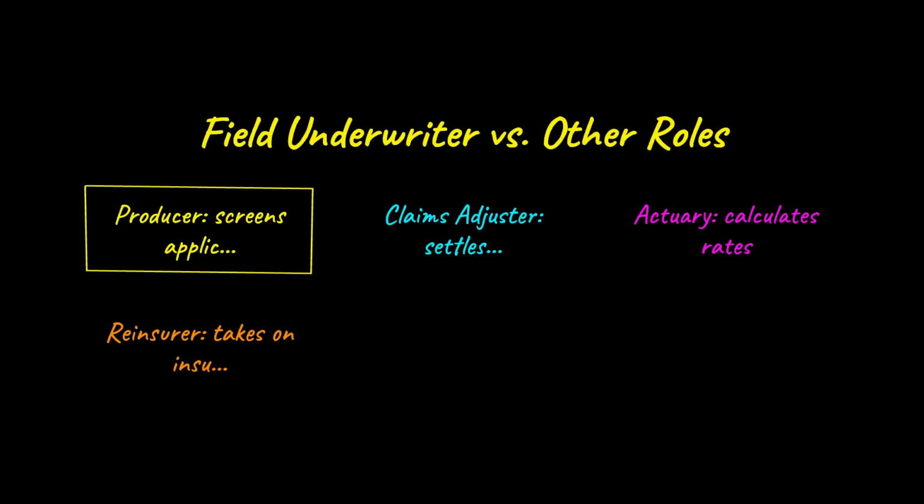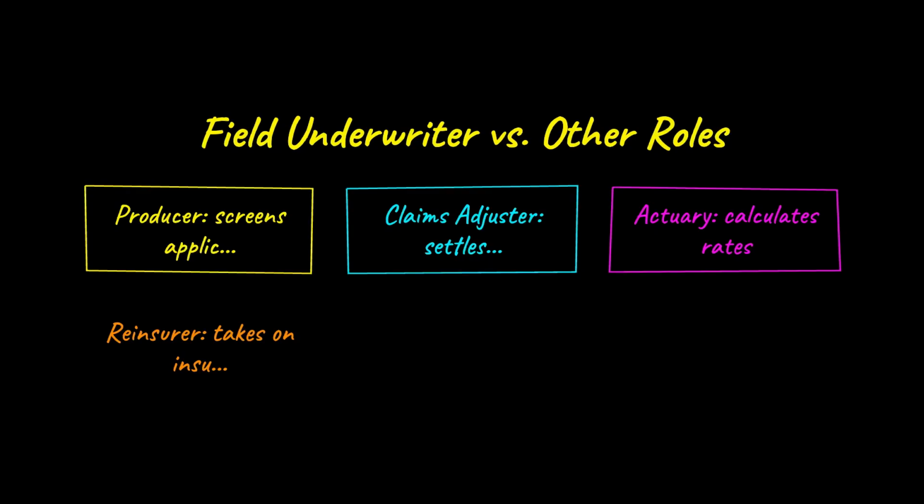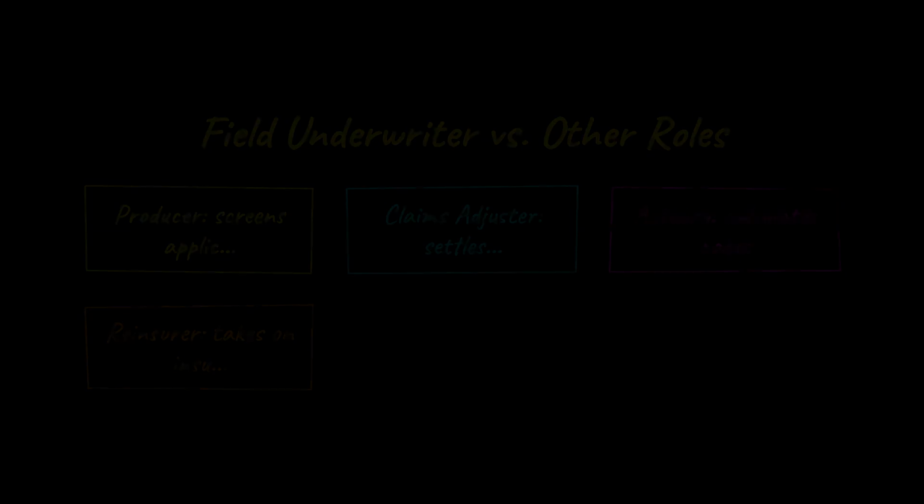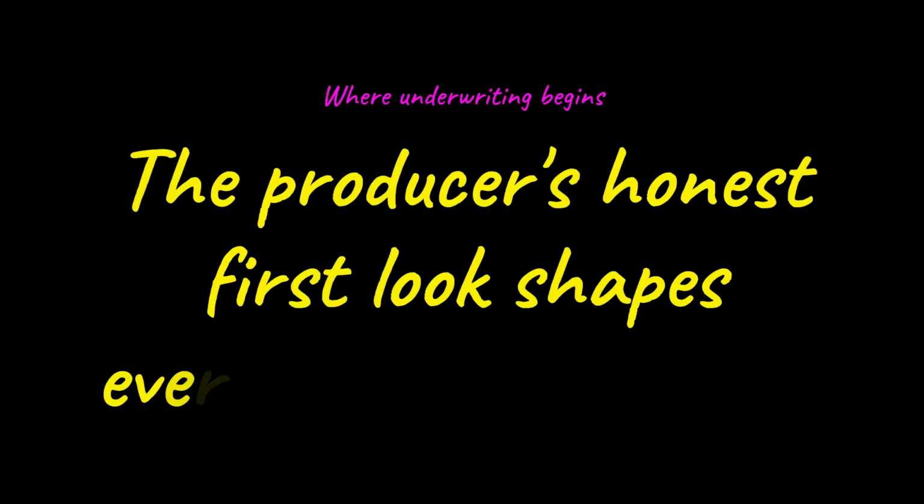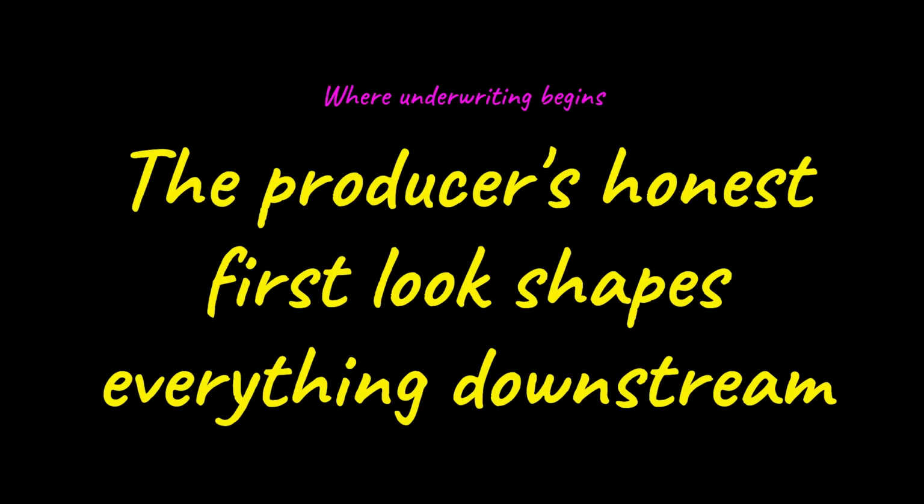The exam separates this from other roles at different stages. A claims adjuster settles losses after they occur. An actuary calculates rates and reserves from statistics. And a reinsurer accepts risk transferred from another insurer, never touching the applicant at all. On the exam, the tell is a producer gathering complete, accurate information and screening the applicant before submission. That's the field underwriter. Everything the company decides afterward depends on how honestly that first look was done.